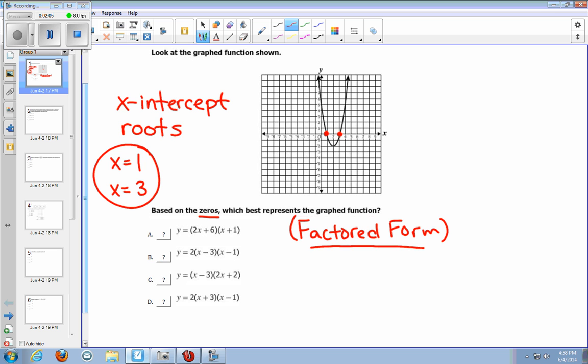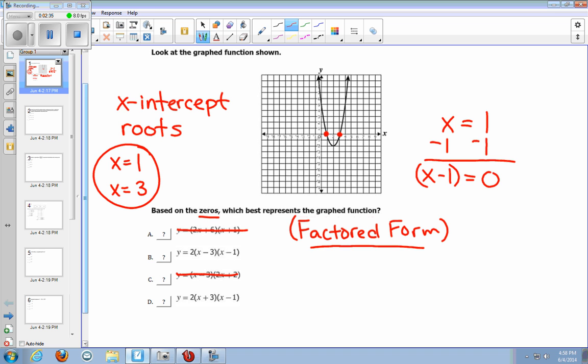In order to move something from factored form to a 0, you set it equal to 0 and solve. To move it the other way, if I have x equals 1 and I want to make it equal to 0, what would I have to do to the 1? Well, I'd have to subtract it from both sides in order to turn this function equal to 0. So I'm left with x minus 1 equals 0. Well, that is factored form. So my answer has to have an x minus 1 in it. So right off the bat, I know I can get rid of A. I know I can get rid of C.